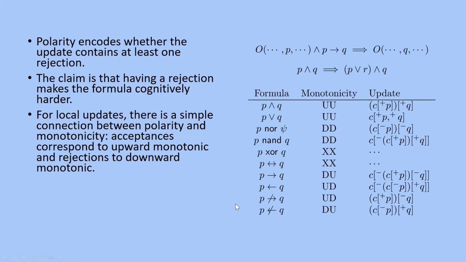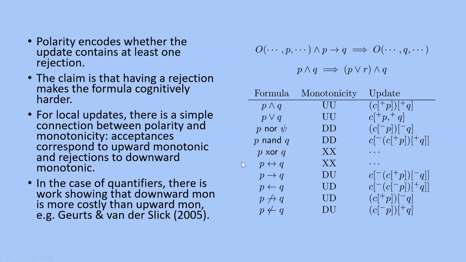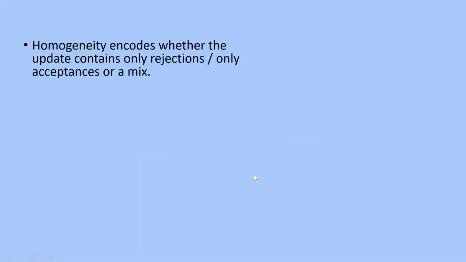So there's this kind of nice, neat connection between the two, at least in the local updates. In the global updates, where the context is rejected, the connection is switched. So the upward monotonic correspond to rejections, and vice versa. In the case of quantifiers, there is previous work showing that downward monotonic is cognitively more costly than upward monotonic. Hertz and van der Slik have this 2005 paper. And that's again a possible connection, but still quite impressionistic.